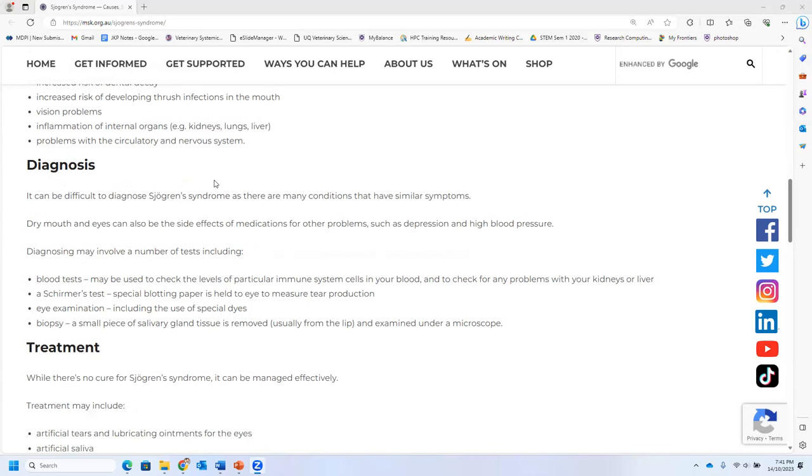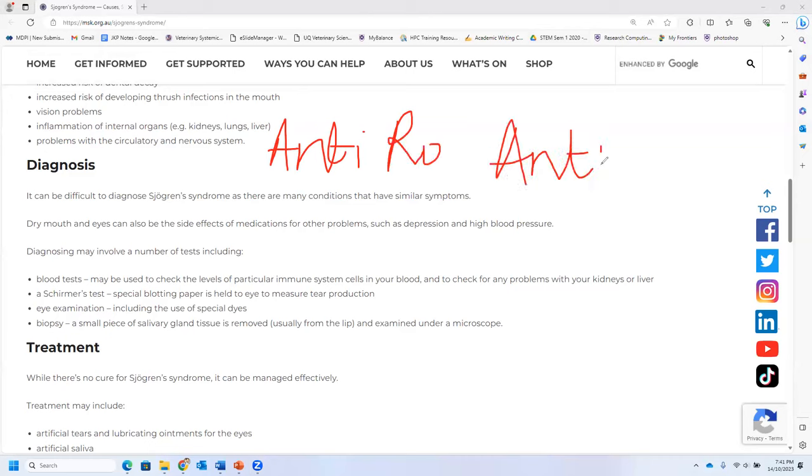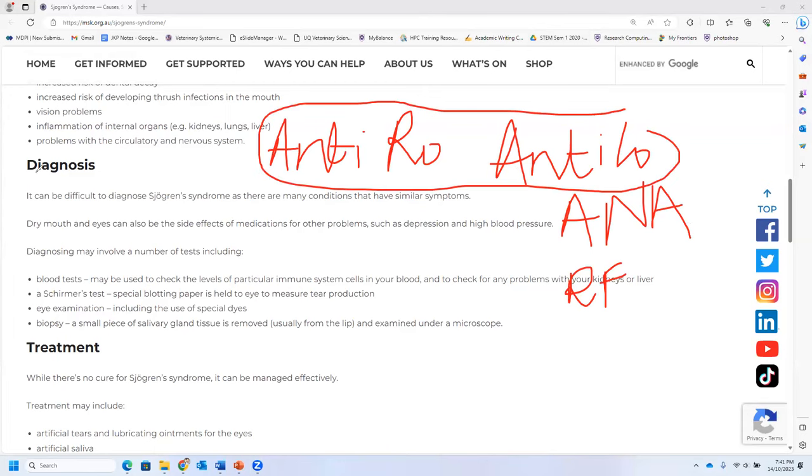Diagnosis. Can anyone tell me about the diagnosis? What blood test do we do for Sjögren's syndrome? There are two antibodies that we look for in Sjögren's syndrome. Can anyone tell me the names of them? Anti-Ro and anti-La. These are the specific antibodies we look for, and the generalized ones that we do are the ANA and the rheumatoid factor. These are the specific autoantibodies that we look for. Very good.